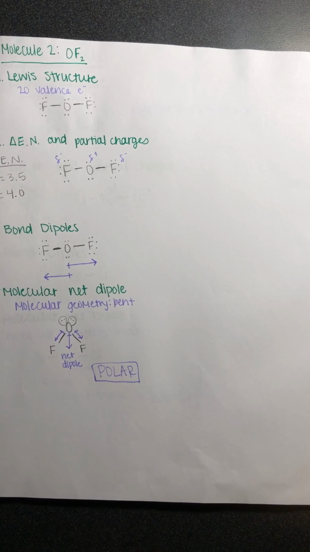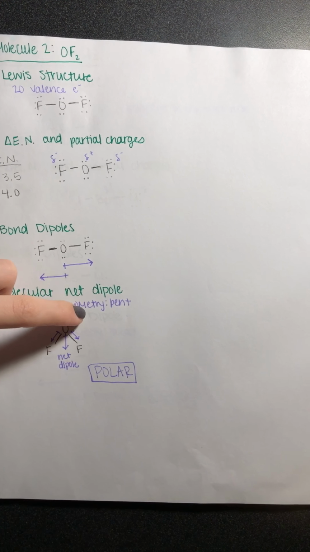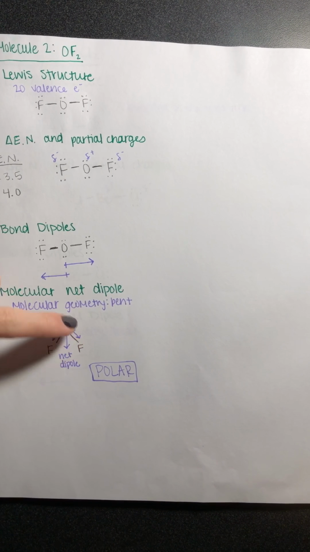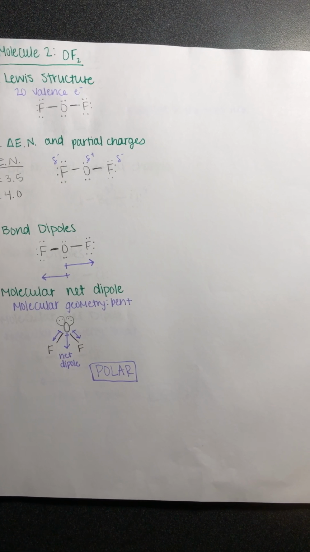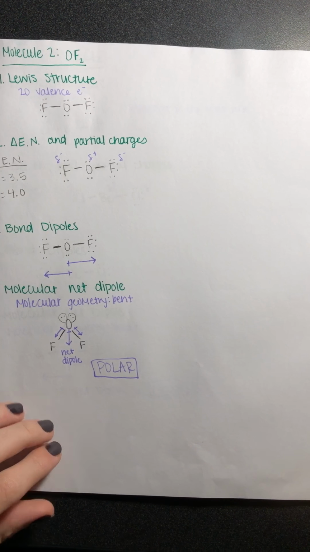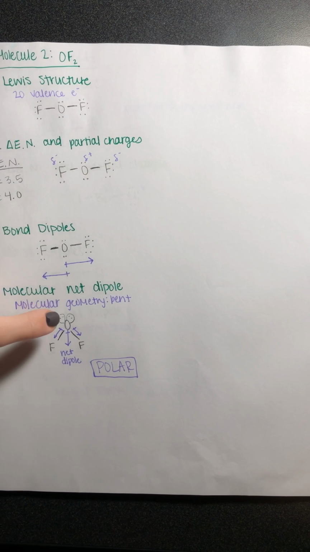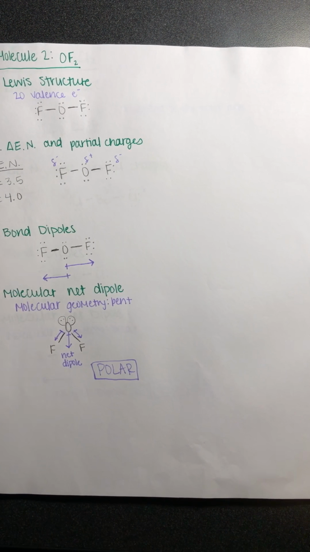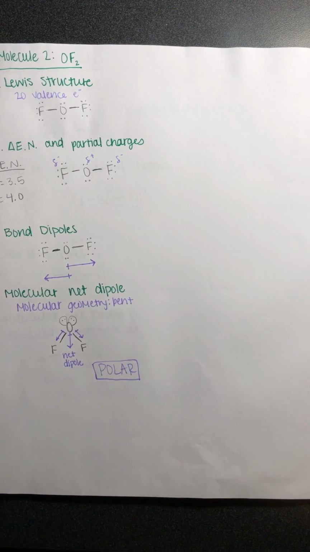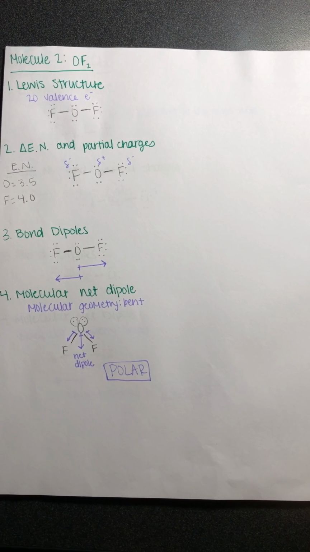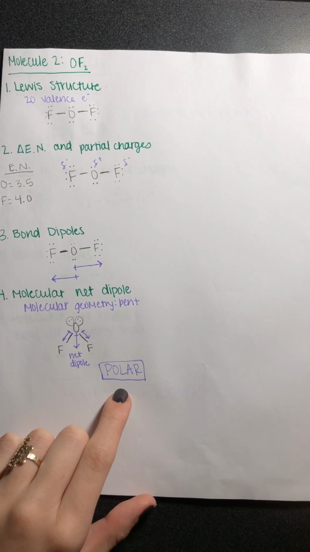Since there are 4 domains and 2 of the domains are lone pairs and 2 of the domains are bonds, OF2 has a bent molecular geometry. We have 2 F's and an O, so the dipoles go from the O down to the F. Because of the molecular geometry, the net dipole will be going down. The dipoles in the bond don't cancel because of the molecular geometry being bent. There is a net dipole in this molecule, so it is polar.